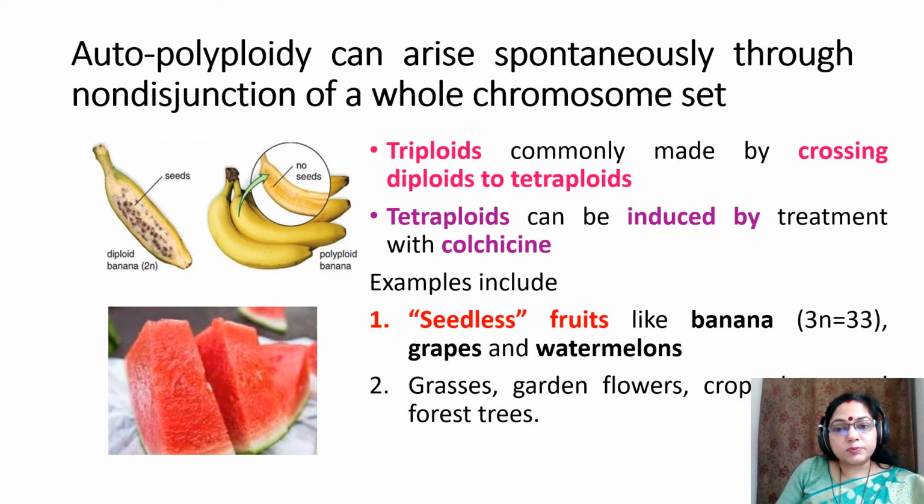Autopolyploidy can arise spontaneously through non-disjunction of a whole chromosome set. A triploid is commonly made by crossing a diploid to a tetraploid, or a tetraploid can be induced by treatment with colchicine. For example, seedless fruits like banana, that is 3n equals 33, grapes and watermelon are seedless and are examples of autopolyploids. Grasses, garden flowers, crop plants and forestry are also examples.